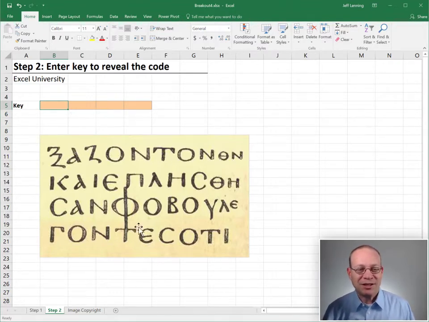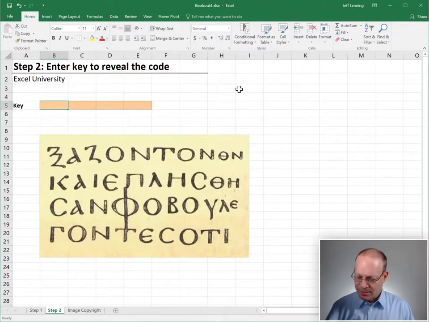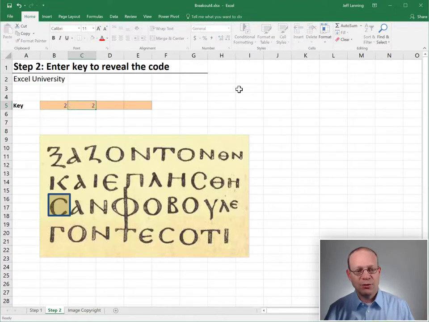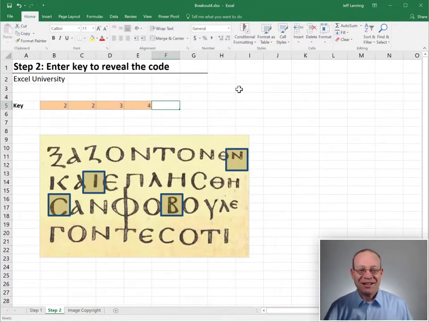So now let's type in the key. The key is 2, 2, 3, 4. Okay, let's type it in. 2, 2, 3, 4. We got it. The code is CIBN. Or at least those are the closest to the English letters here as we can do. So CIBN is the code.